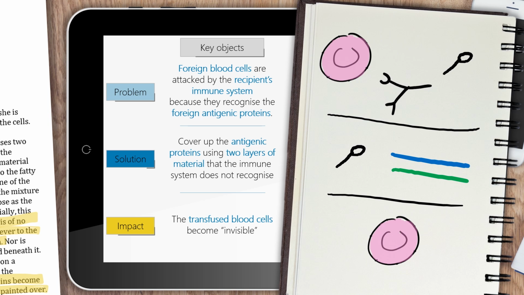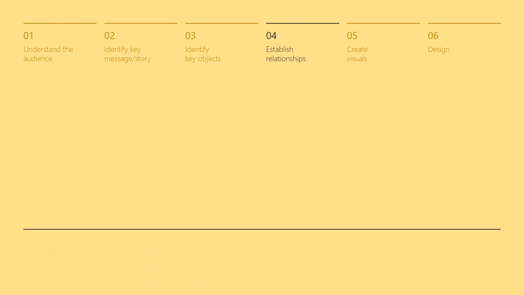So with this process, you need to think carefully about what key objects are needed to make all parts of your story work and flow together. Once you know what's involved in the story, you can then look at the relationships between each of the key objects and how they interact, which will give you the layout of the slide.